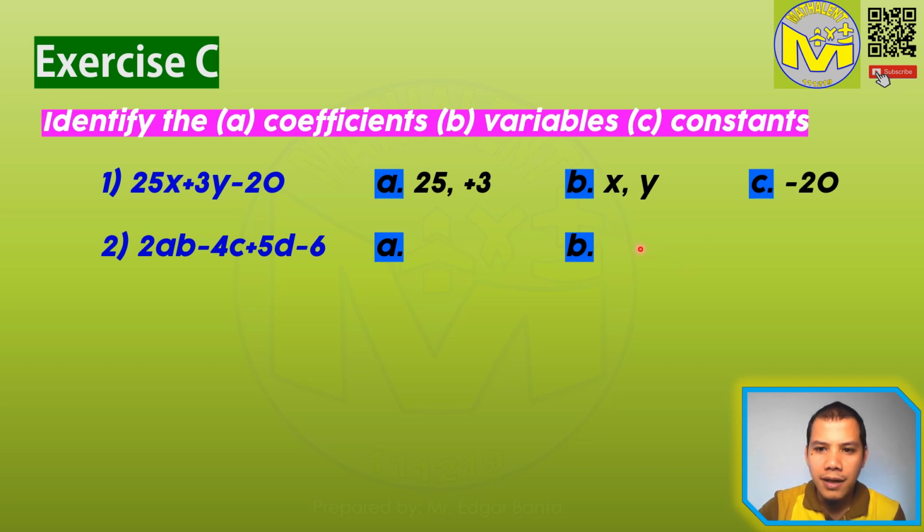Alright, next, letter C. How many constants do we have here? We have only one, the minus 6. Let's go to number C.